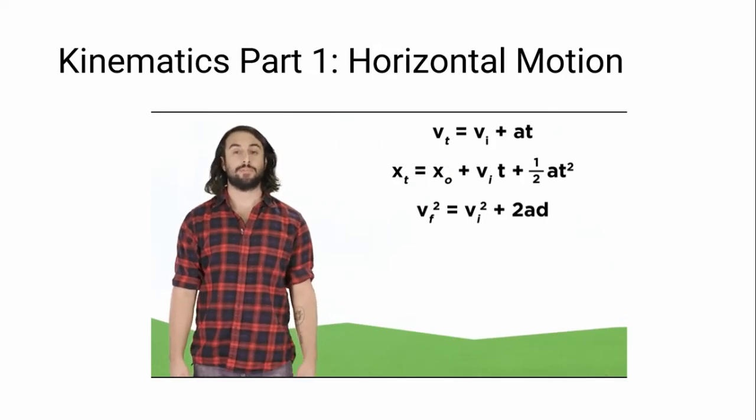Here are the 3 fundamental kinematic equations we will be using. The first one says that the velocity of an object at any time t is equal to the initial velocity plus the acceleration times time. The next one says that the position of an object with respect to a point of origin will be equal to its initial position plus the initial velocity times time, plus 1/2 the acceleration times time squared. Lastly, this one says that velocity squared is equal to the initial velocity squared plus twice the acceleration times the displacement.